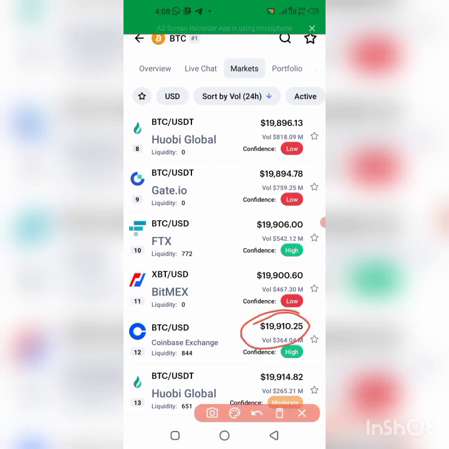19,910. But based on the fact that I don't want to take more of your time, guys, with this arbitrage opportunity, you can take time to find the lowest among the exchanges and the highest among the exchanges to make use of the arbitrage opportunity, guys.